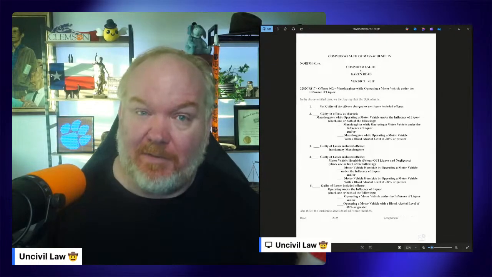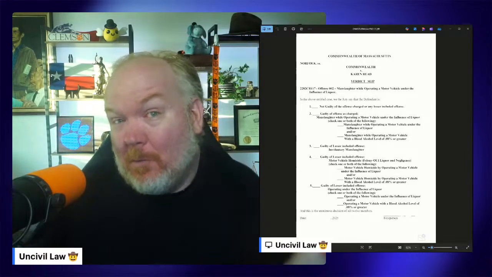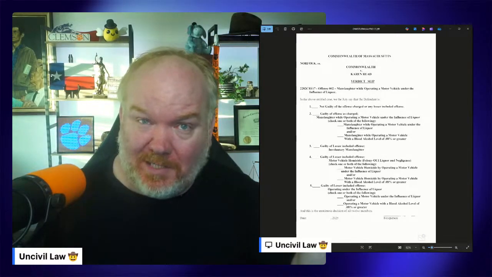So they'll obviously give the greater, right? If they convict of two and you can't do both, what's the court going to do? They're going to give you the more serious one, right?